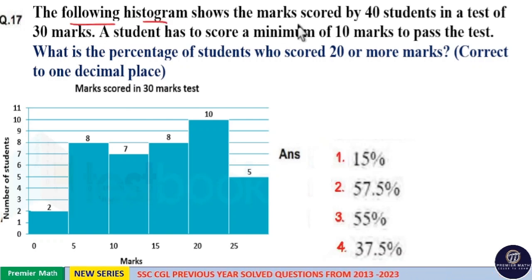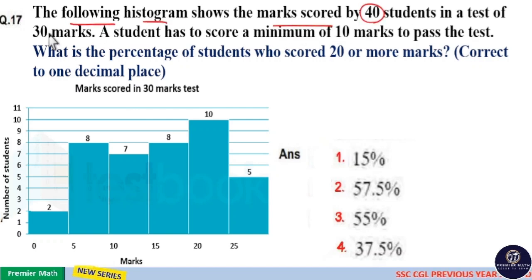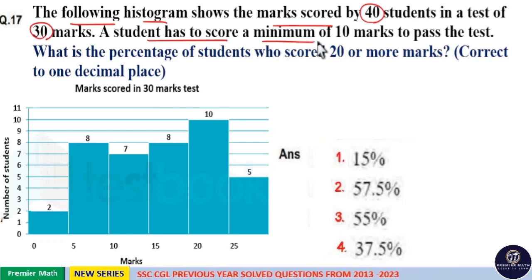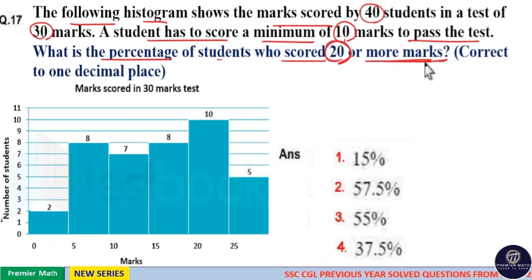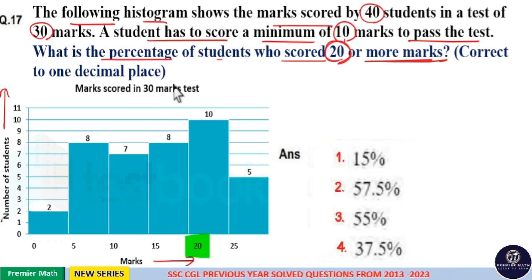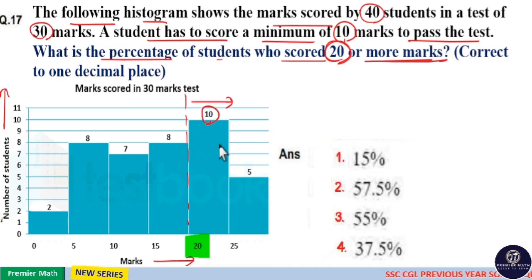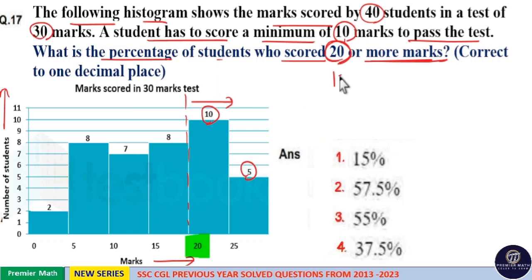The following histogram shows marks scored by 40 students in a test of 30 marks. A student has to score a minimum of 10 marks to pass the test. What is the percentage of students who scored 20 or more marks? Here the x-axis shows marks and the y-axis shows the number of students. And this is the 20 marks. Now we need students from this portion, that is right of 20. So students is equal to 10 plus 5, 15. So the total number of students who scored 20 or more marks is equal to 15.